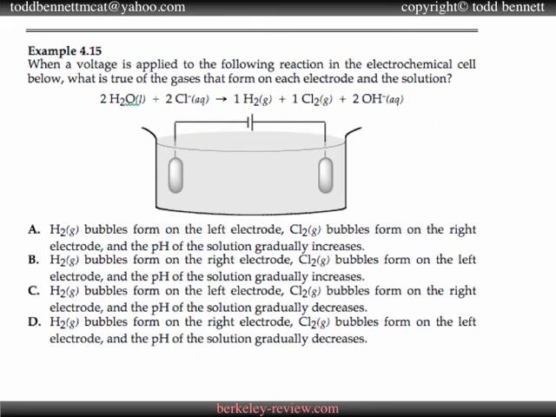So a question: when a voltage is applied to the following reaction in the electrochemical cell below, what is true? The gas formed at each of the electrodes in solution. So I once again have to look at what's happened here. In this case, we have H in water starting out as +1. We have it finishing in H2 gas as 0. So that's reduction of H just like we saw before. So H+ is being reduced into H2 gas.